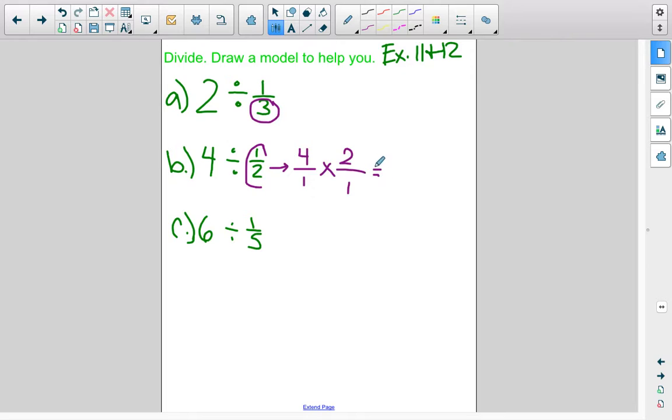Okay, so our rule says we multiply straight across. 4 times 2 is 8, and 1 times 1 is 1. And another way of writing this, or a more proper way of writing this, is just the number 8, which we showed with the models before. So therefore, 4 divided by 1/2 equals 8.